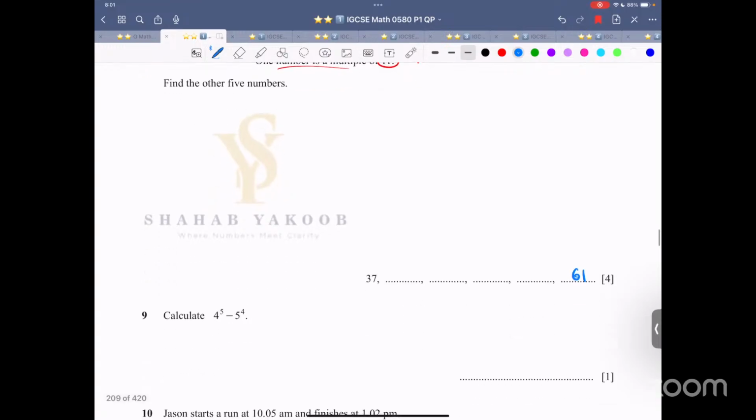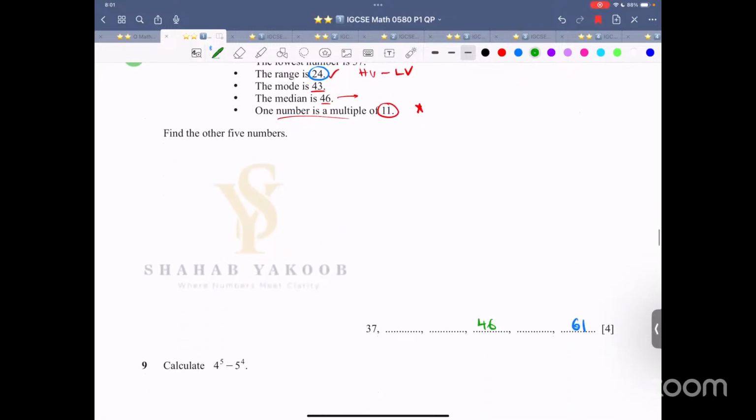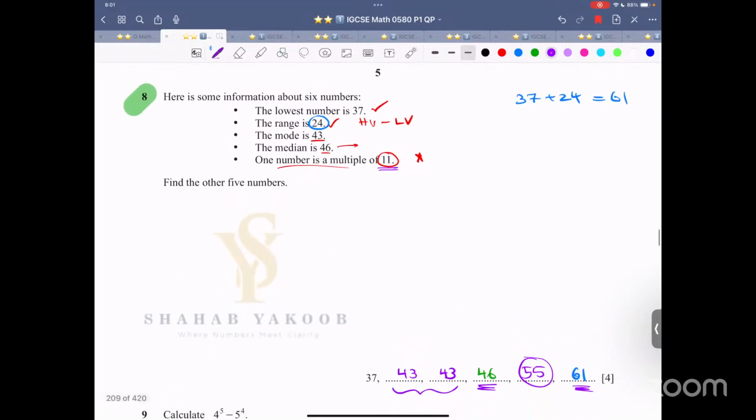Median is 46. So 46 has to be in the middle. And then the mode is 43. So therefore, 43 should be occurring at least twice because there is only space for 2. So it should come over here. And one number is a multiple of 11. That number should be between 46 and 61. What is the multiple of 11? 44 can't be there. 55? Yes, 55 is there. And that is how you find these 5 numbers. Just have a good look. So now, I think this is done.